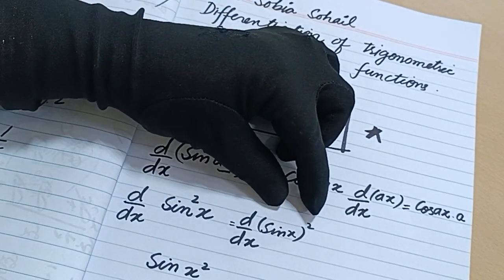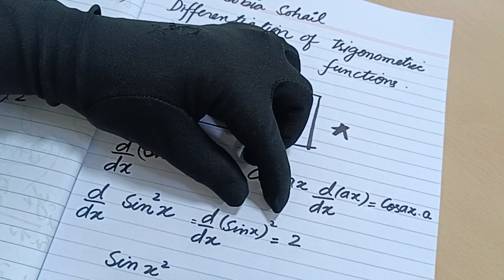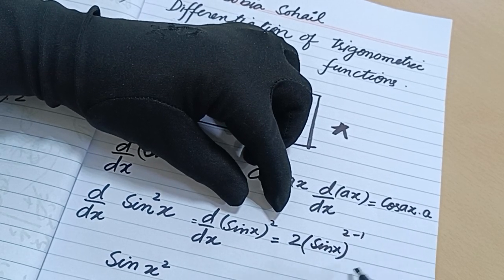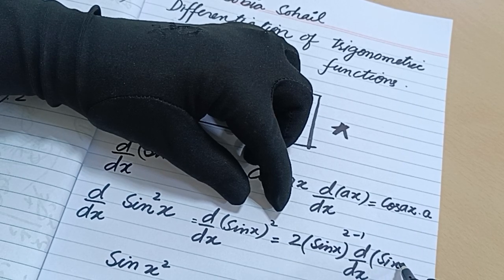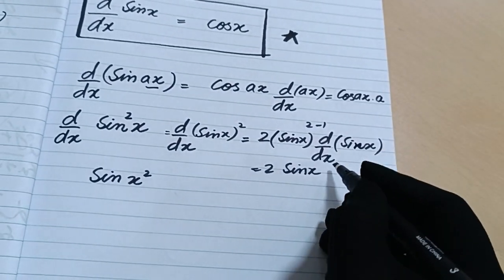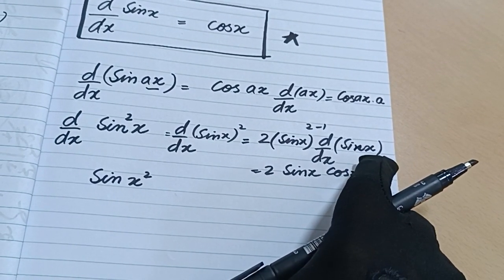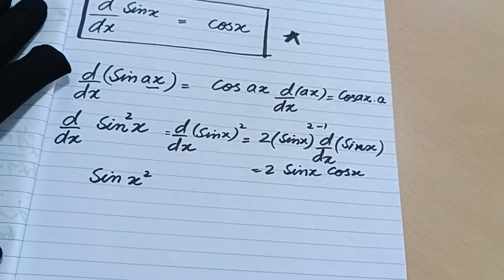This square means the whole square, so we will apply the power rule first. Power in front, function, and then power minus 1, times the derivative of the function without the power, that is sine of x. So 2 sine x, and what is the derivative of sine x? Cos x. If there is any angle other than x, then we have to take the derivative of that angle again.